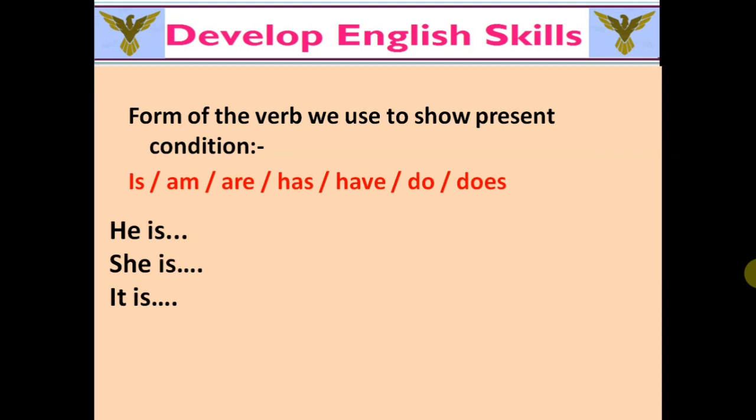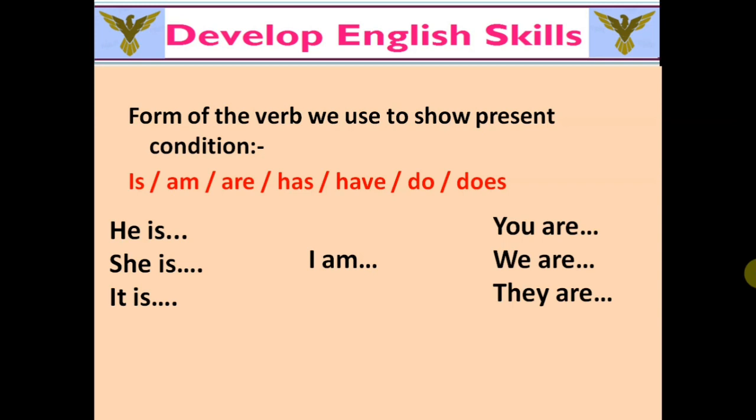Like he is a boy, she is a girl, it is a toy. It shows the present condition. We use is with he, she and it. Am is always used with I and are is always used with you, we, they. You are, we are, they are.